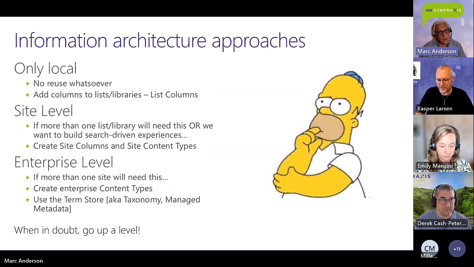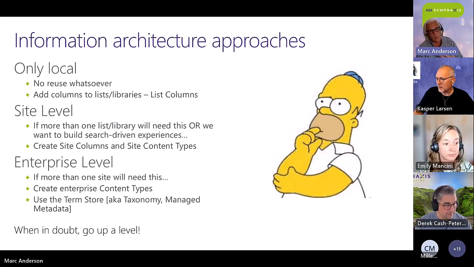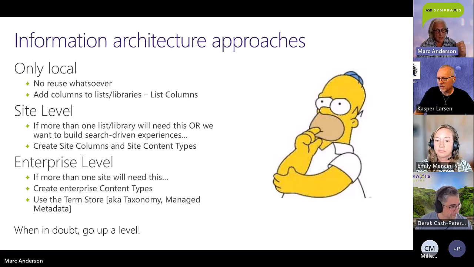When you think about information architecture approaches, you can start with benefits. It often feels very local. You have one HR department. The information architecture is only going to be used by that HR department for their benefits stuff. And so the tendency is to just build things locally, which is not a bad thing. But what you don't want to do is add columns to lists and libraries directly, unless you're absolutely positive those columns have no reuse at all, meaning nobody is ever going to need a contact person column in any other place in that particular site.